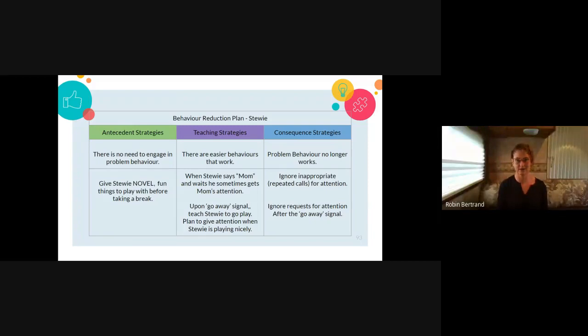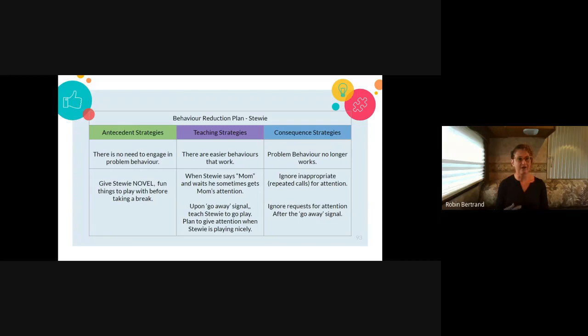This example of an antecedent strategy is placing novel and fun toys in Stewie's playroom before Lois needs to go take a break. So knowing that Lois needs to take a phone call or have a nap, she could bring out some toys that have been tucked away in hiding so they're fun and exciting again, and show those to Stewie so he's less motivated for her attention at that time because he's got some new fun things to play with.